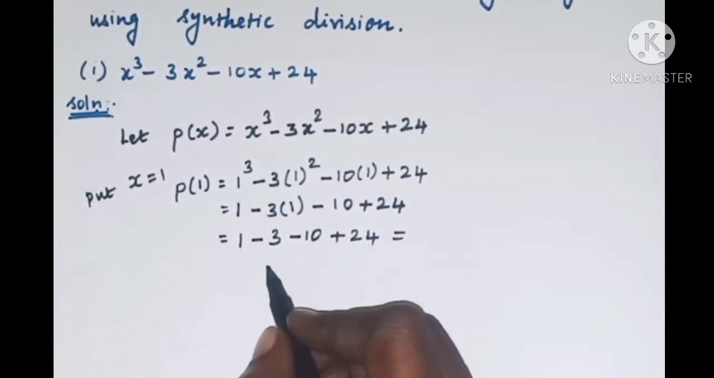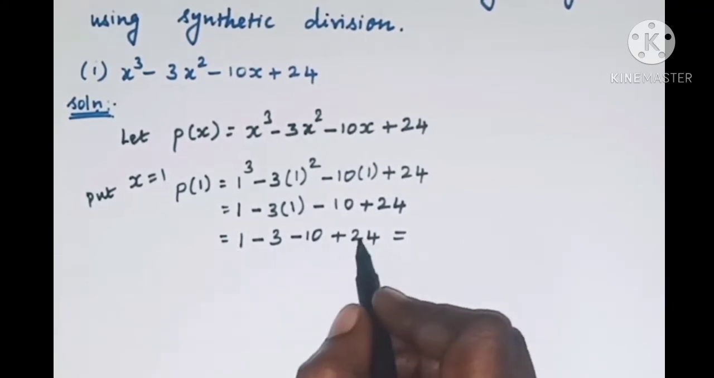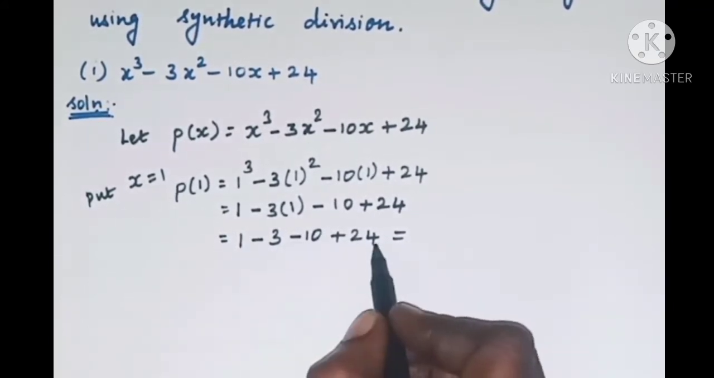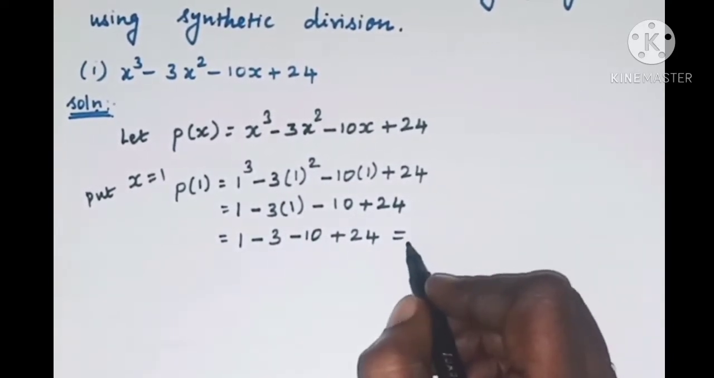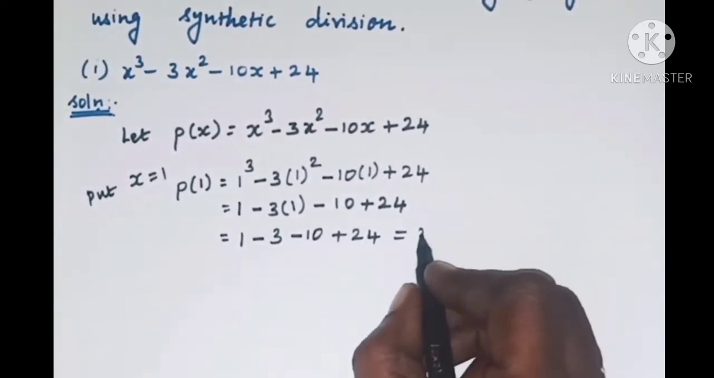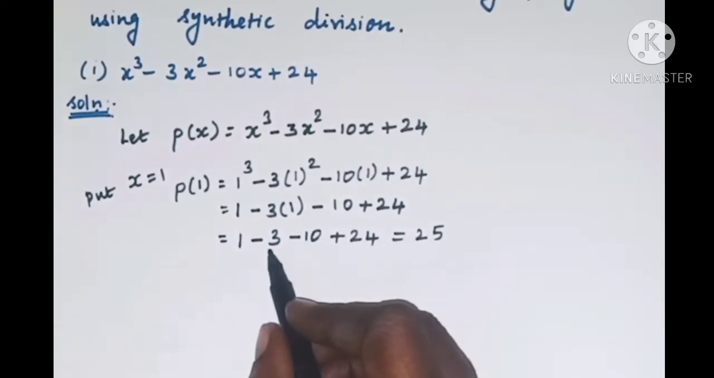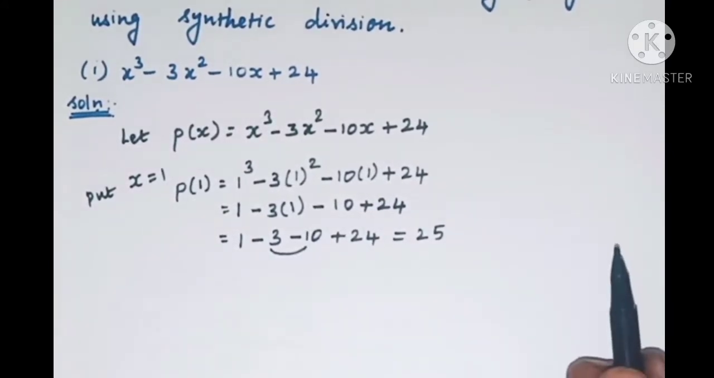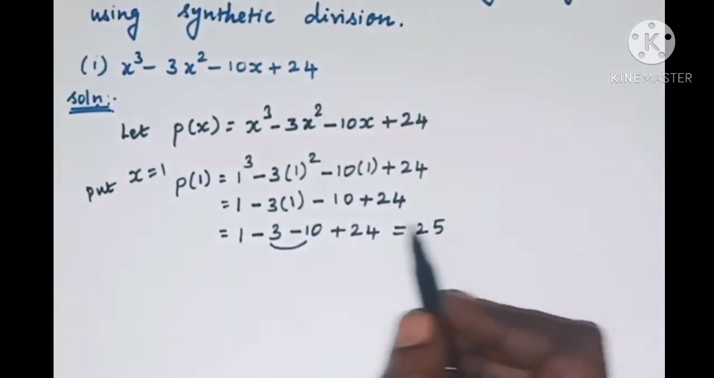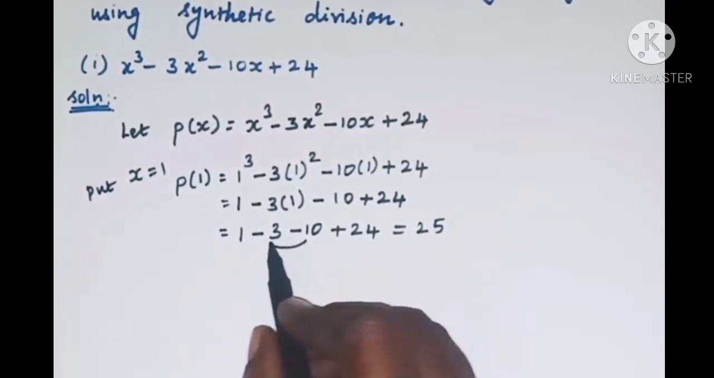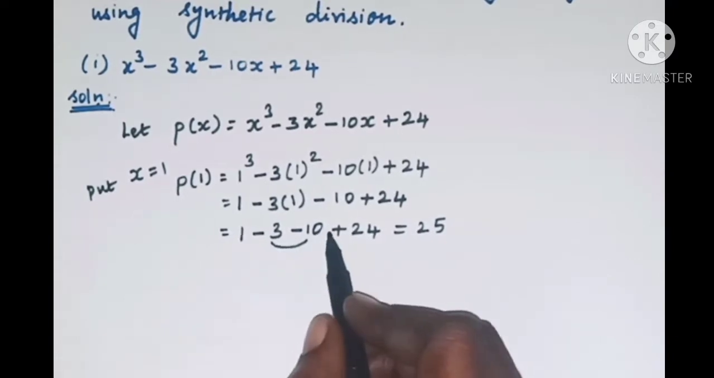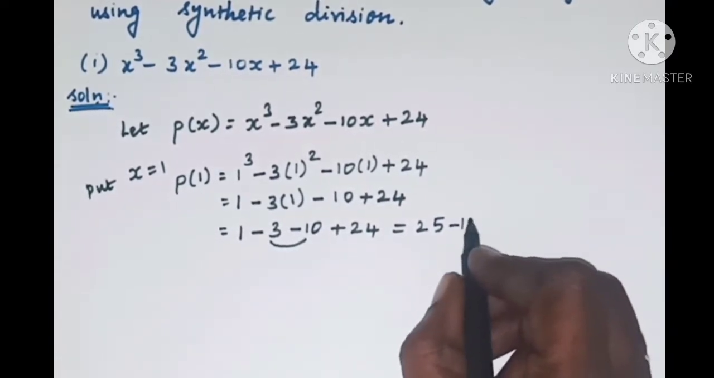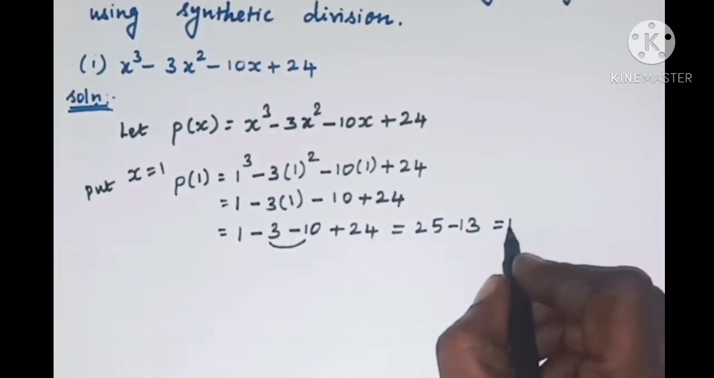Now add the positive terms, like terms. So 1 and 24, these two numbers are in positive symbol. So 24 plus 1 is 25. And these two numbers are in negative symbol, so you have to add these two numbers and put the negative symbol. So minus 3 minus 10, adding these two numbers, we will get minus 13. So 25 minus 13 is equal to 12.